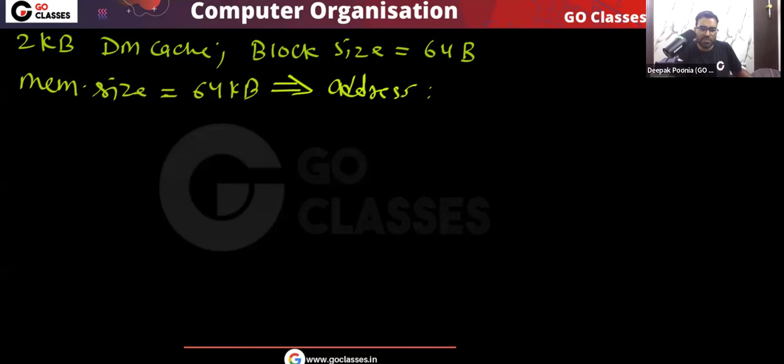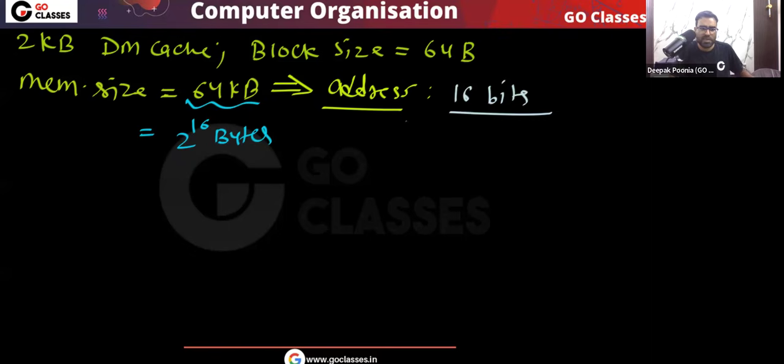For address, how many bits we need? You can see 64 KB. That simply means 2 power 16 bytes. This is the main memory size, 2 power 16 bytes. So for address, we need 16 bits. Very simple. And let me also write it here, by default byte addressable.